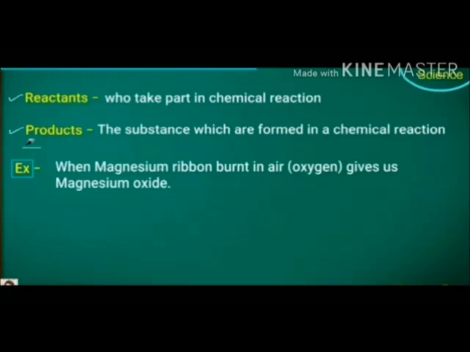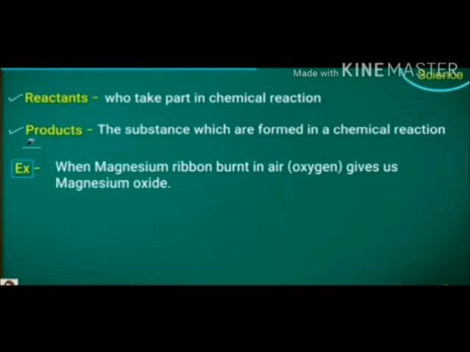In a chemical reaction, there are two important things: reactant and product. Reactants react to form a product. Reactants take part in the chemical reaction, and products are formed. For example, magnesium ribbon bonds with oxygen in the air to give magnesium oxide. Magnesium ribbon and oxygen are called the reactants, and magnesium oxide, which is formed, is called the product. So two important things in chemical reactions are reactants and products.